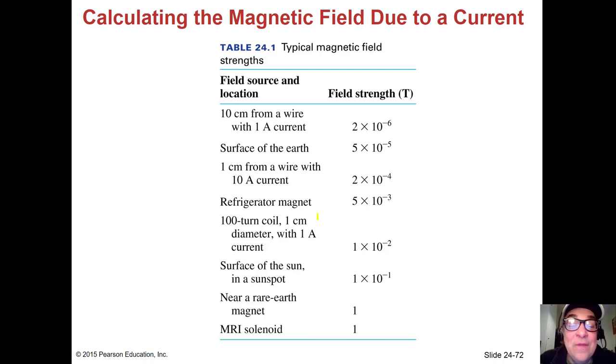And then here's some other typical values. 100 turn coil, 1 centimeter in diameter. We have this strength. Surface of the sun in a sunspot. This is really huge. It looks like it's small because it's the minus 1 power, but it's just the units that we're using. Rare earth magnet or an MRI solenoid, 1 Tesla. So really, really, really strong. So if you ever get an MRI, you're in a magnetic field that is 10 times bigger than the magnetic field of the sunspot.